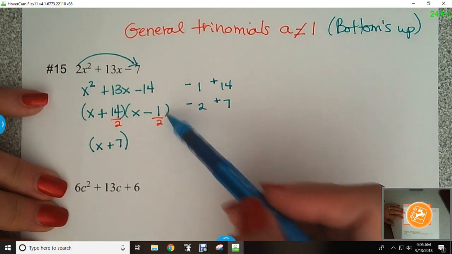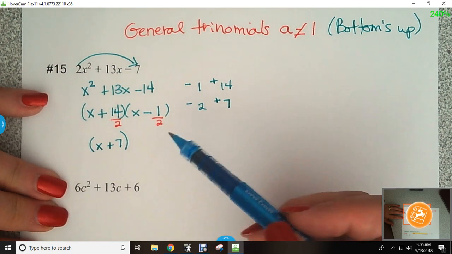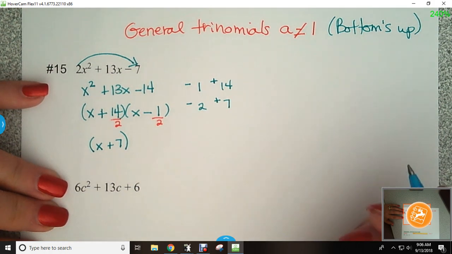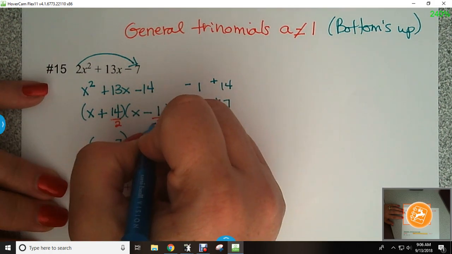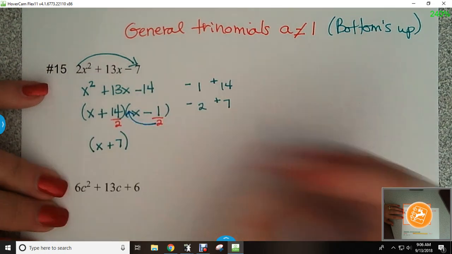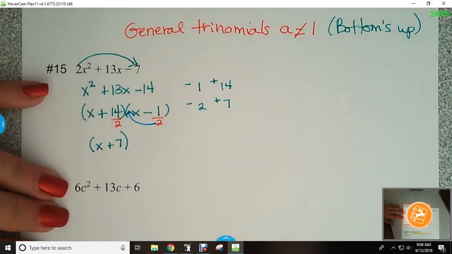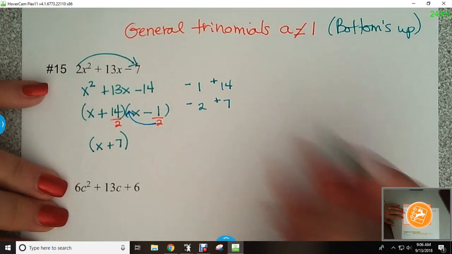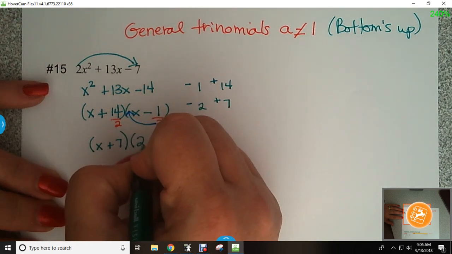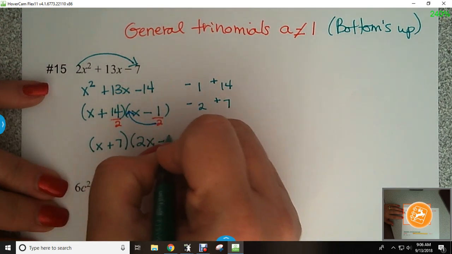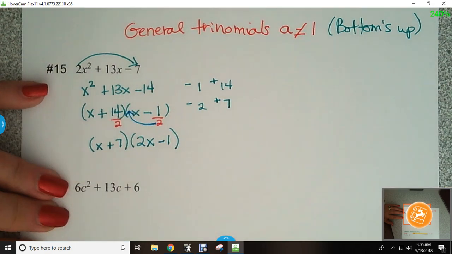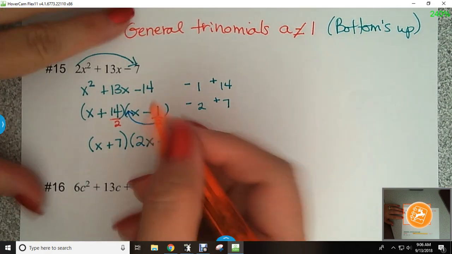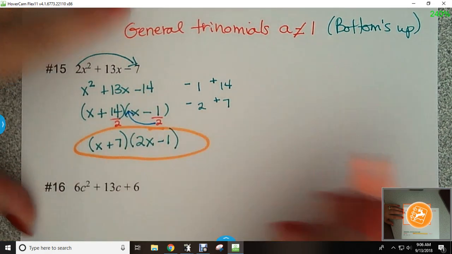In the second parenthesis, 1 over 2 does not simplify to a whole number, so I'm going to move the bottom of the fraction up front inside that parenthesis. That's the bottoms up part. I'm going to move the bottom up front in that parenthesis. And that is my final factored answer.